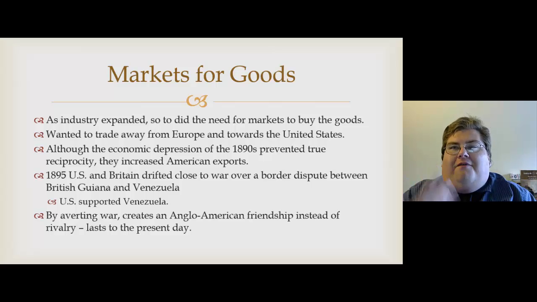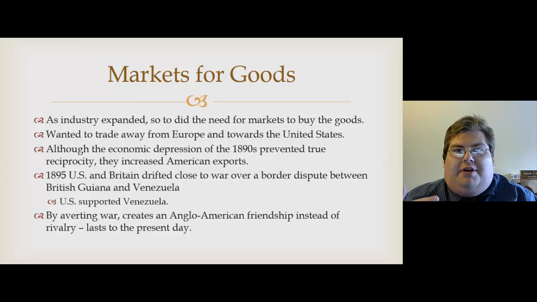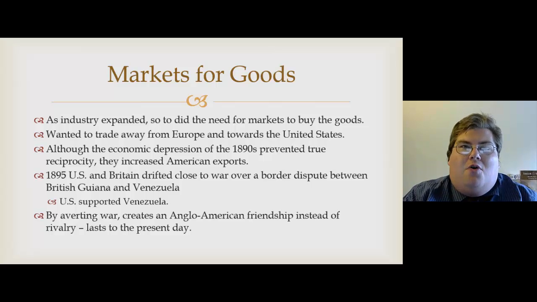I mean, there's only a finite amount of steel or cloth or wool or textiles or cocaine toothache drops. There's only a certain amount of that stuff we can consume before we all die from cocaine overdose. So we need a market for all those goods.